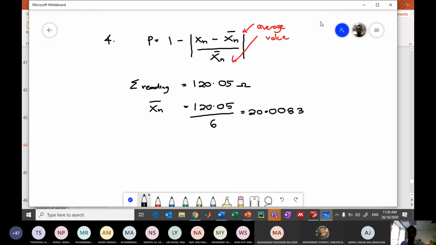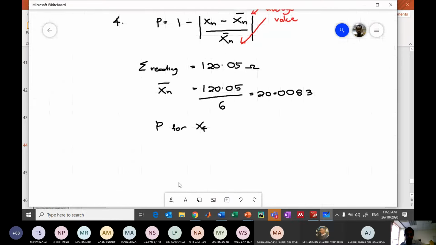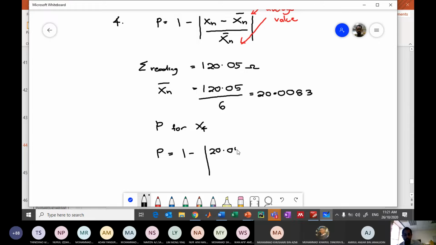Okay. So now the question was find the precision of the 4th reading. So we want to find what is the value for the precision for x number 4, the 4th reading. So to solve it, we just replace the value. P equals to 1 minus, so x4 is equal to, what is the 4th reading? 20.05. 20.05 minus 20.0083 divide by 20.0083.